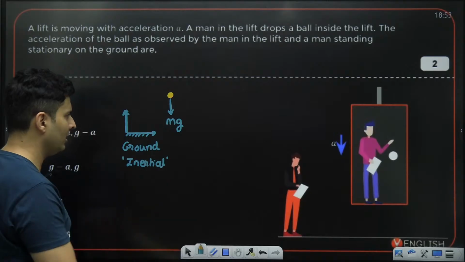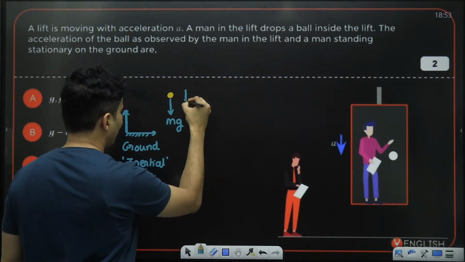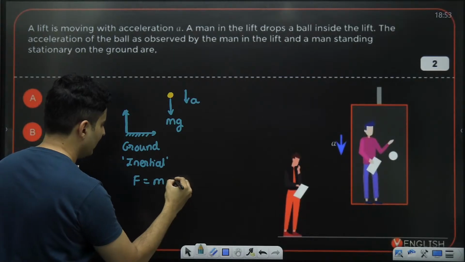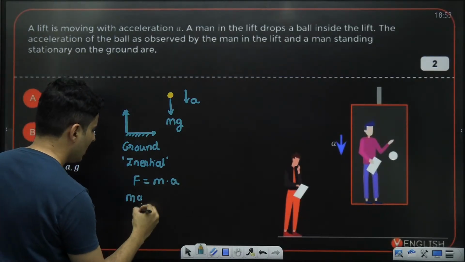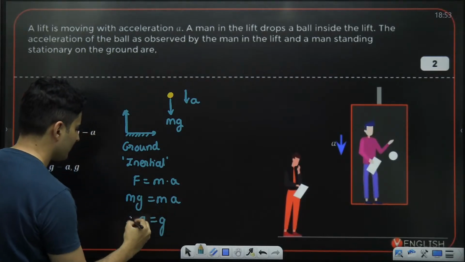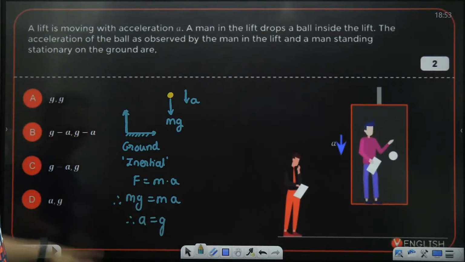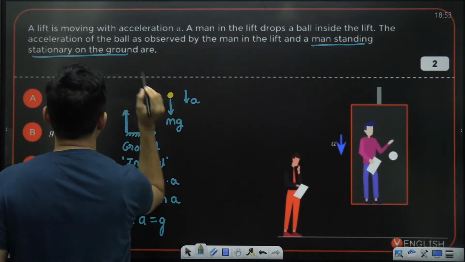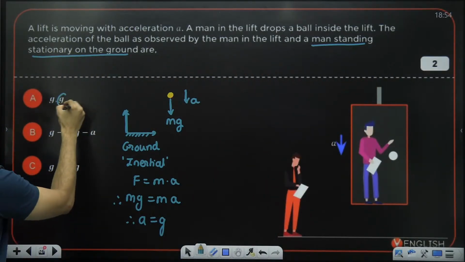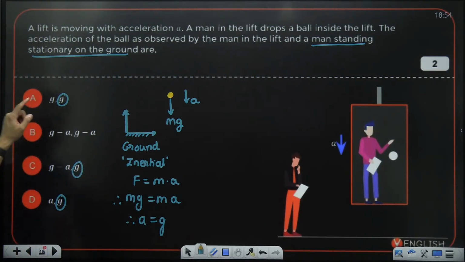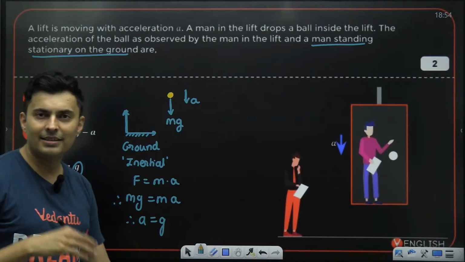Pseudo will not come in inertial. So whatever acceleration it will have, if you write F equals mass into acceleration, force is mg, m into a, therefore acceleration will be g. So for the ground observer, for the man standing on the ground, the acceleration will be g. Now g is there here also, g is there here also. So option B is out. Either it is A, C or D.